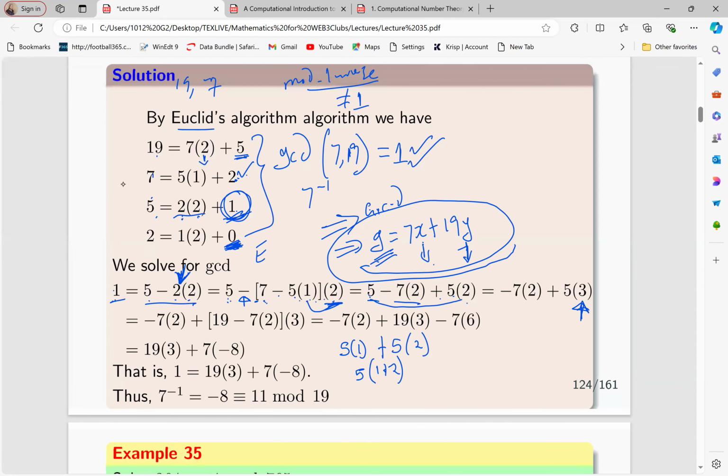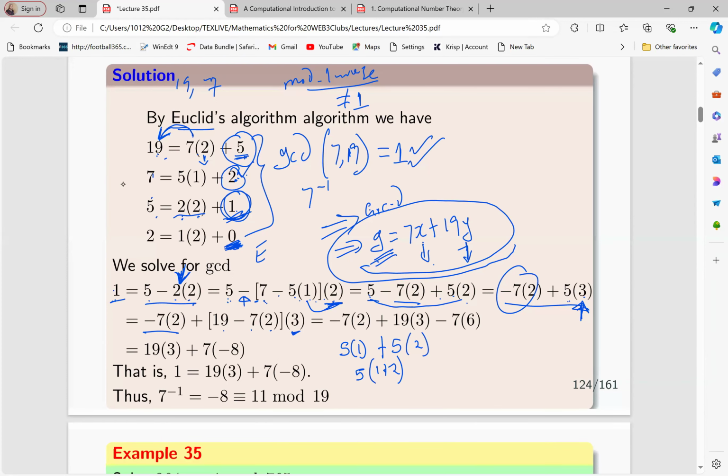Now, we've already replaced this remainder, which is 2. We are left to replace this 5. What is 5? 5 is 19 minus 7 multiplied by 2. So we're just replacing 5 with 19 minus 7 multiplied by 2. Then this 3 is here.